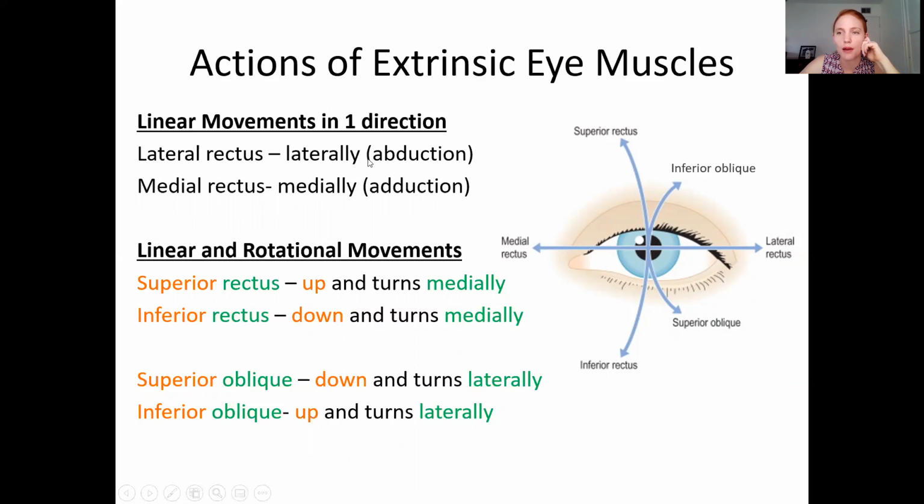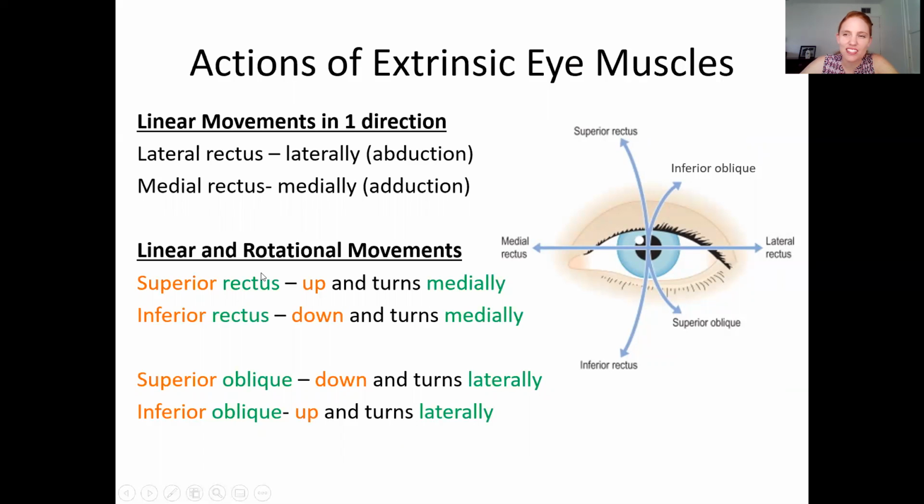Again, that's why it's called the abducens nerve right there. And then the medial rectus, which is the one going to be on the medial side, it just pulls it towards the midline, or you could say that it adducts the eye. Okay, so out, lateral rectus, in, medial rectus. Okay, those are the easier ones. They make sense.